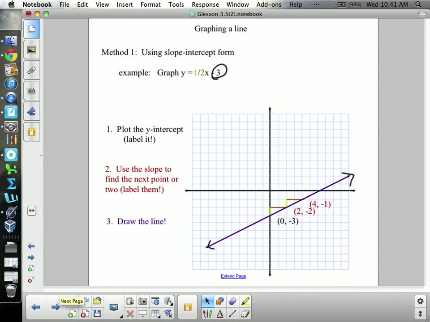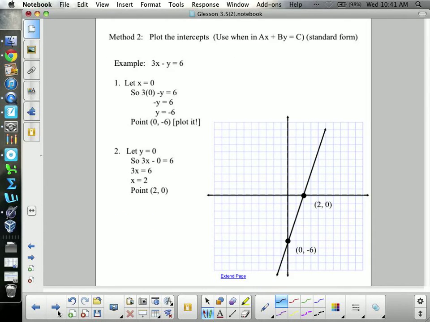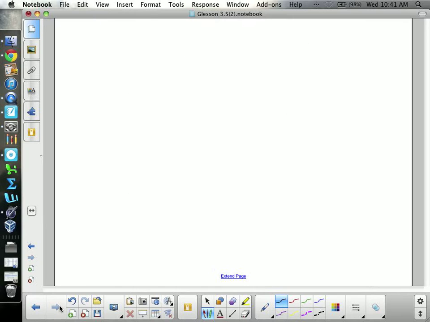Whoops. Lost my dots. Didn't mean to do that. There we go. Plotting the intercepts. Not even going to bother with that one because I'm not so concerned about it.